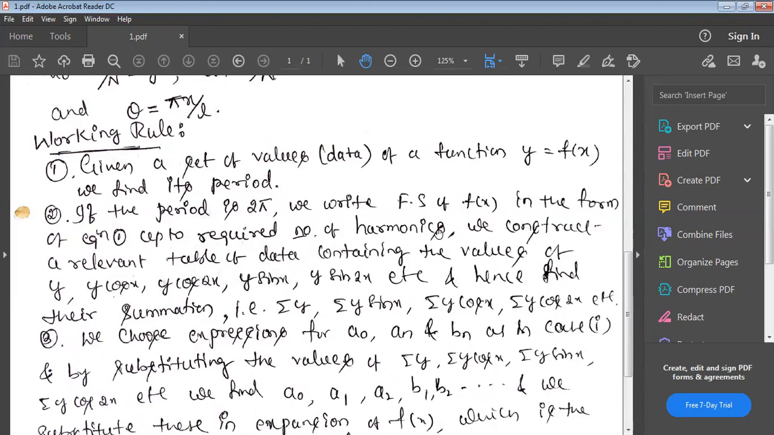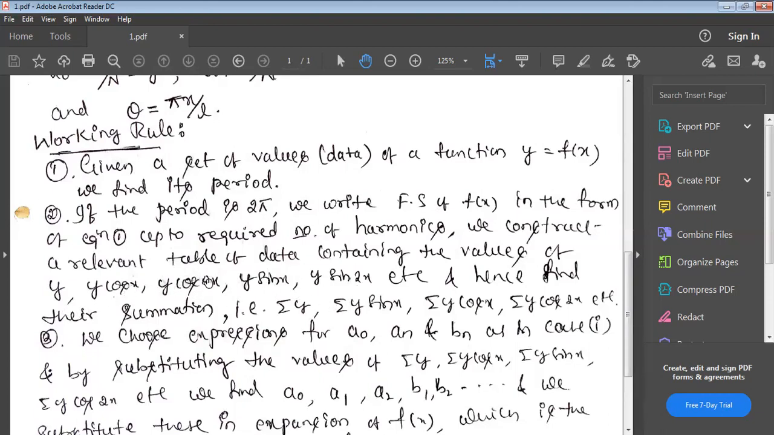Harmonics means n values. Up to 2 harmonics means n will take 2 values, 1 comma 2. Up to third harmonics means you will take n as 1 comma 2 comma 3, like that. Expand up to that. So up to the required number of harmonics, we write the formula for f of x using equation 1, and then we construct a data table consisting of the given values, that is x and y. Based on the formulas of Fourier coefficients, we write y cos x, y cos 2x, y sin x, y sin 2x. So we just prepare a data table consisting of these quantities.